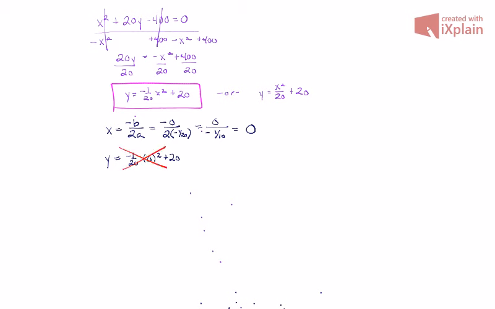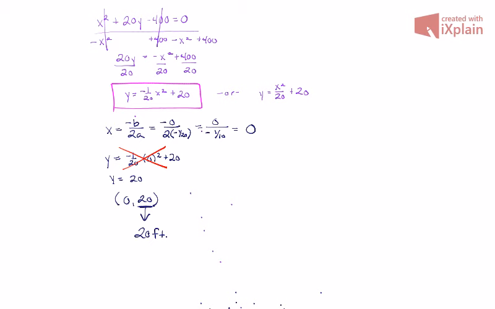And notice that 0 squared is 0, and 0 times anything is 0. So we have that y is equal to 20. So our vertex is (0, 20). We want to know what the maximum height of the arch is. Well, in this case, we know that the maximum height will be 20 feet. Okay. So there you have it.